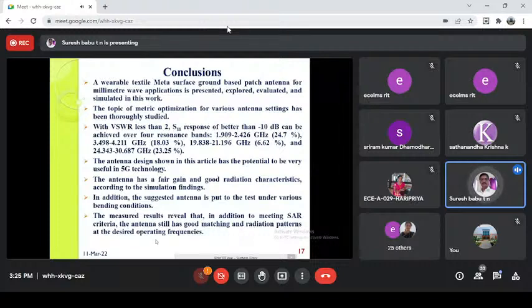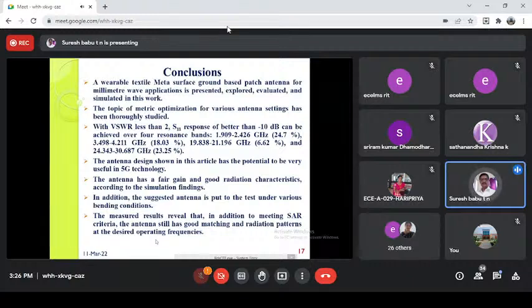A wearable textile metasurface ground-based patch antenna for millimeter wave application is presented, explored, evaluated, and simulated in this work. The topic of metric optimization for various antenna settings has been thoroughly studied. With VSWR less than 2, S11 response better than minus 10 dB can be achieved for 4 resonance bands, 2 sub gigahertz and 2 above 6 gigahertz. The antenna design shown in this article has the potential to be very useful in 5G technology. The proposed antenna has a fair gain and good radiation characteristics according to the simulation findings.